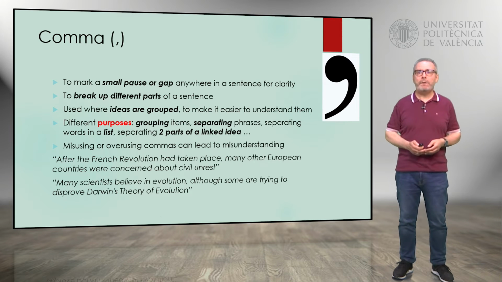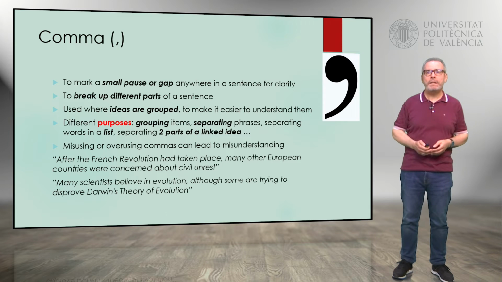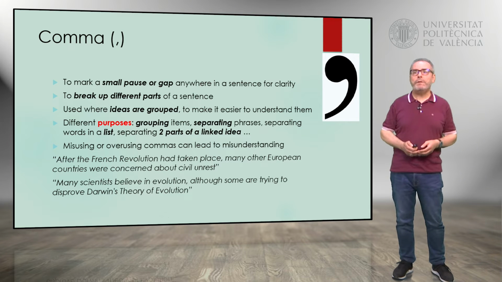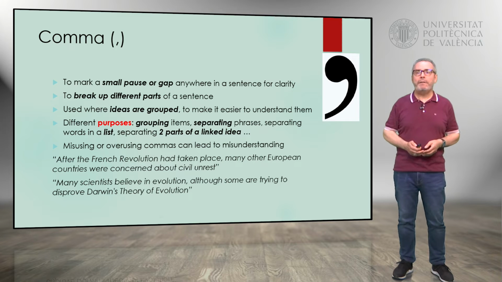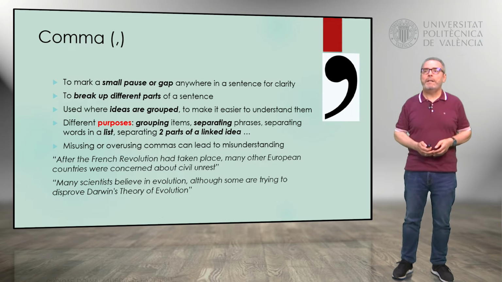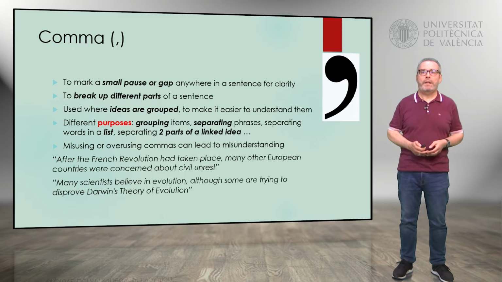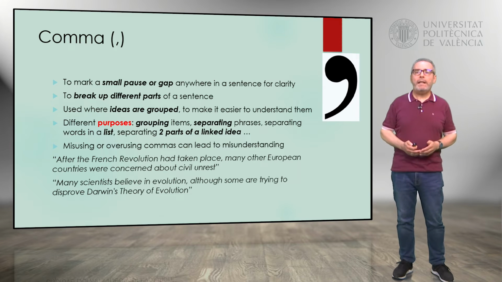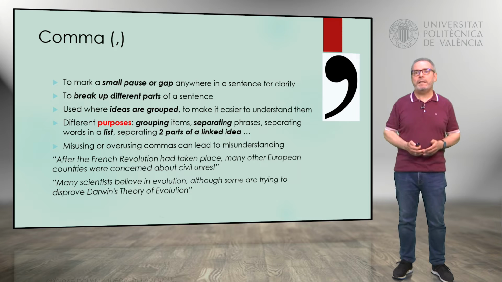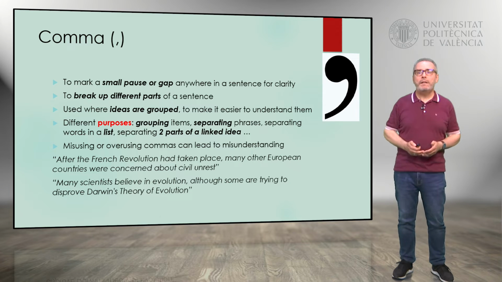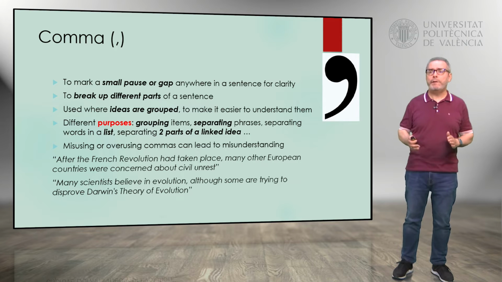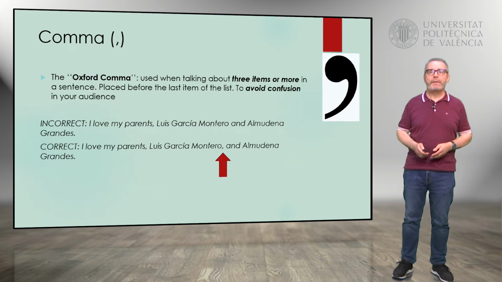Here we have some examples of the use of commas. After the French Revolution had taken place, many other European countries were concerned about civil unrest. Here we have two different ideas. And also we have: many scientists believe in evolution, although some are trying to disprove Darwin's theory of evolution. In this case, we have a link that helps the function of a comma.